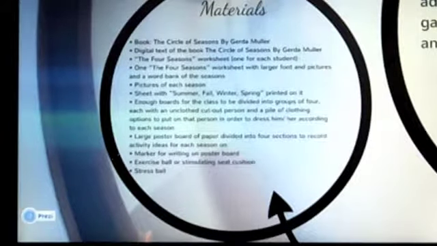Each of the boards has an unclothed cutout person and a pile of clothing options to put on the person in order to dress him or her according to each season, and then a large poster board divided into 4 sections to record the activity ideas for each season, and then a marker for writing on the poster board, and finally an exercise ball or stimulating seat cushion and a stress ball for one of the students in the class.